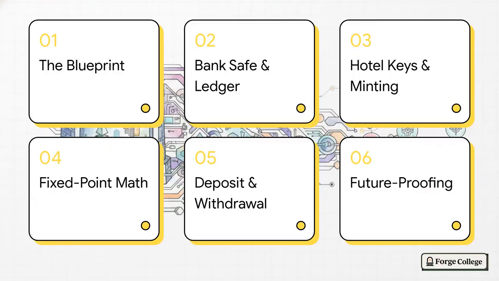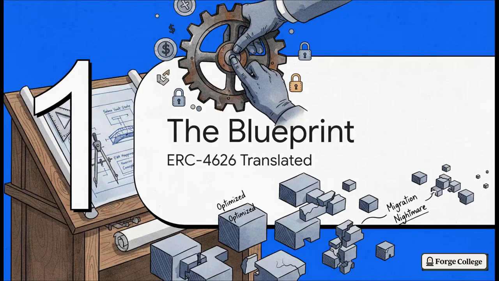Okay, here's our game plan for today. We'll start with the blueprint to translate ERC-4626, then look at the bank, safe, and ledger models, figure out how to hand out hotel keys, conquer fixed-point math, map out the deposit and withdrawal flows, and finally, look at future-proofing the whole shebang. Section 1.